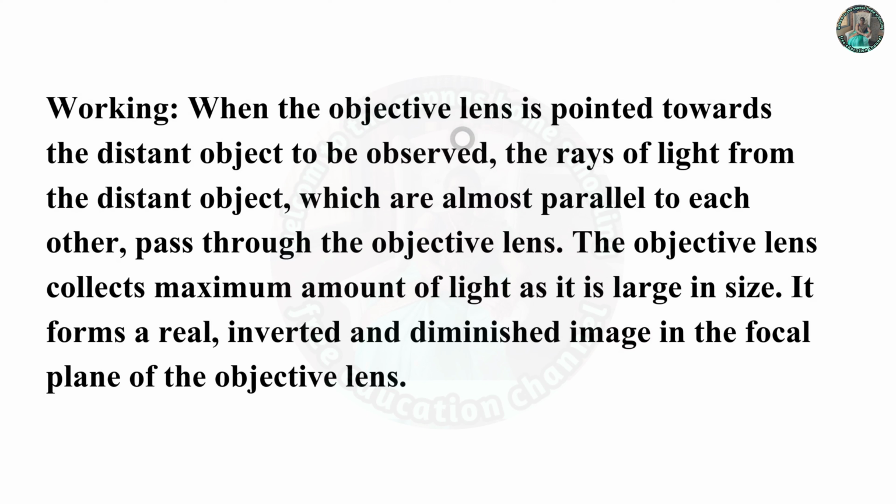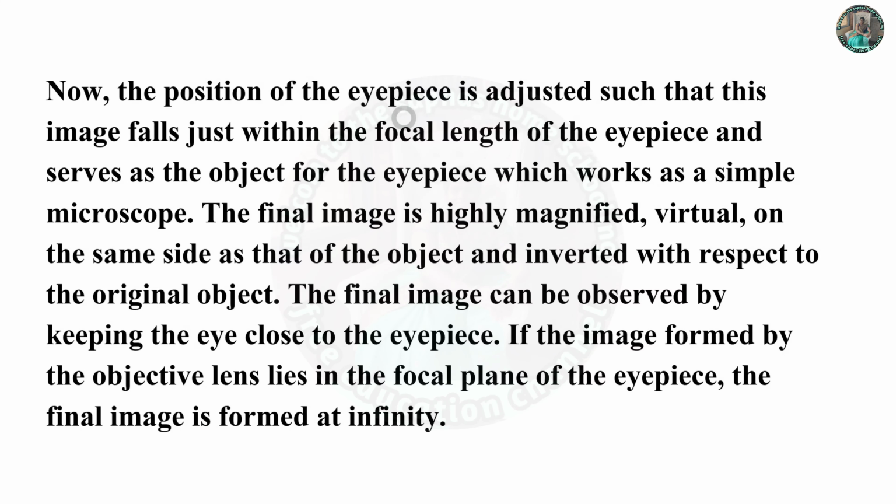Working. When the objective lens is pointed towards the distant object to be observed, the rays of light from the distant object, which are almost parallel to each other, pass through the objective lens. The objective lens collects the maximum amount of light as it is large in size. It forms a real, inverted and diminished image in the focal plane of the objective lens. Now the position of the eyepiece is adjusted such that this image falls just within the focal length of the eyepiece and serves as the object for the eyepiece, which works as a simple microscope.